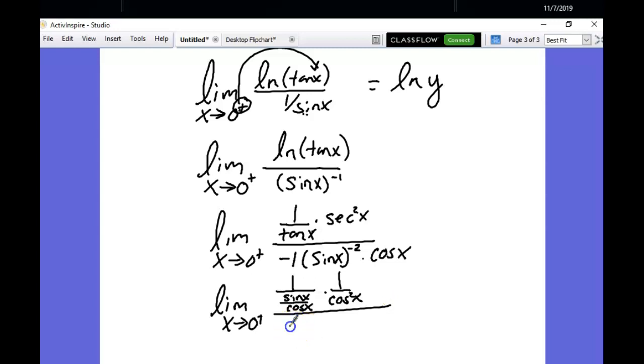And then we have a negative here on the bottom. Cosine is going to end up being on the top because of this, and then we have sine squared on the bottom. So we have basically a complex fraction here that we need to simplify.